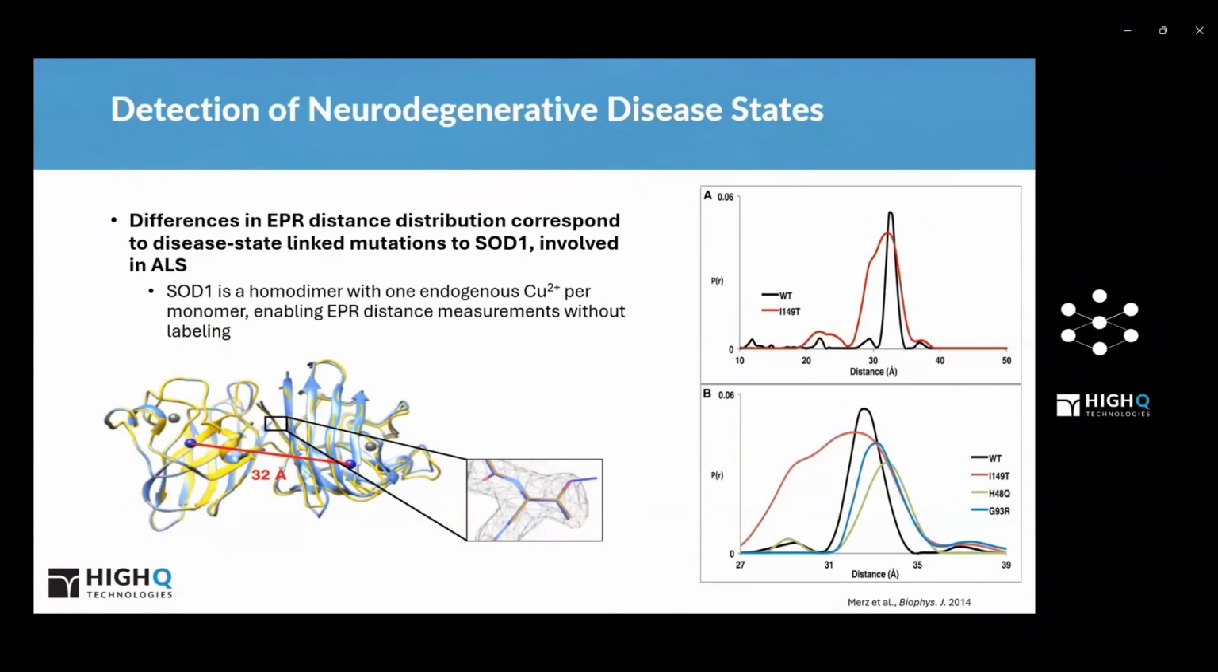SOD1 is involved in ALS, and there are certain mutations specifically of SOD1 that are involved in ALS. This group showed that by doing distance measurements on wild-type SOD1 and then SOD1 mutations, they could actually distinguish between mutation states that are linked to the disease state of ALS just by looking at the distance distribution. So you can see in the data on the right, when this protein is associated with a mutation that's associated with ALS, the distance distribution broadens. So EPR can be used as a nice diagnostic tool to detect certain disease states as well.